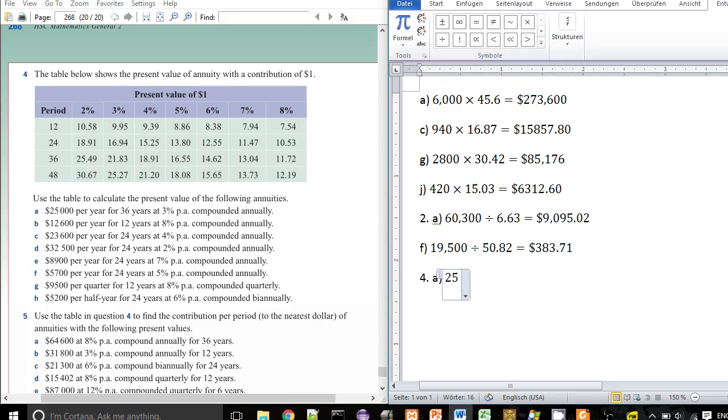Question A, so 25. I still think we're going to times. For 36 years, it's annual, so 36, 3%. This is the number, so times it by 21.83.